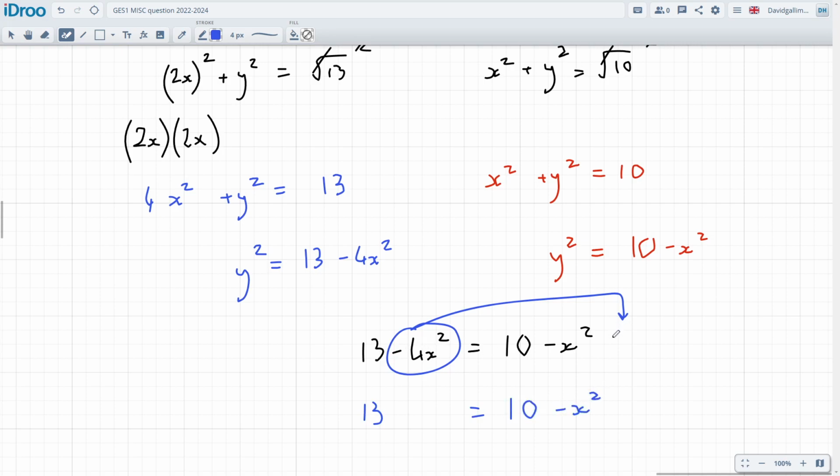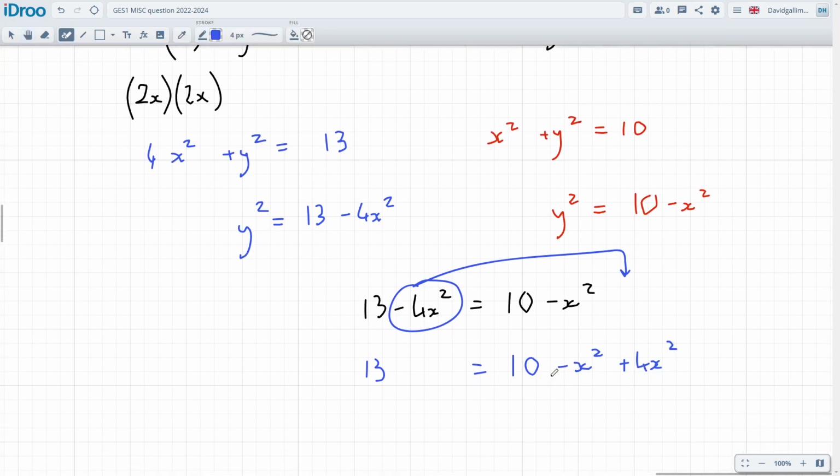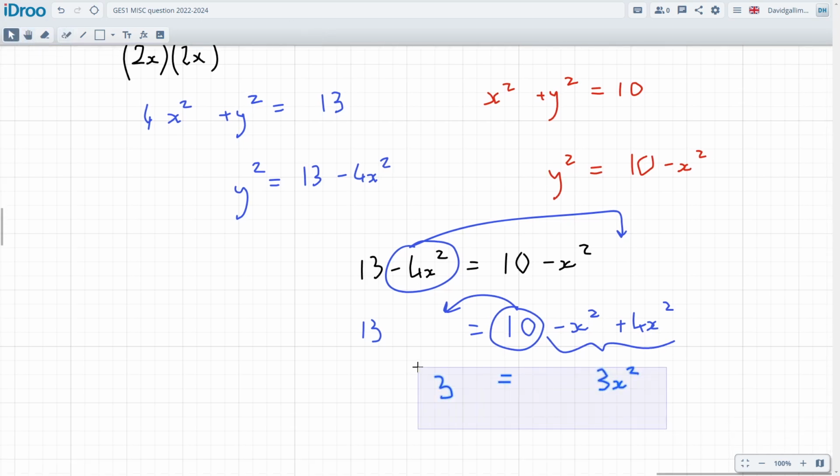This is going to become a plus on this side. So it becomes a plus 4x squared. That's wonderful because 4x squared minus x squared will get me 3x squared. And then I'm going to minus off this 10. This is a plus 10. When I move it over here, it becomes a minus. So 13 minus 10 will be 3. Okay, great. So now we've got this kind of situation going on.